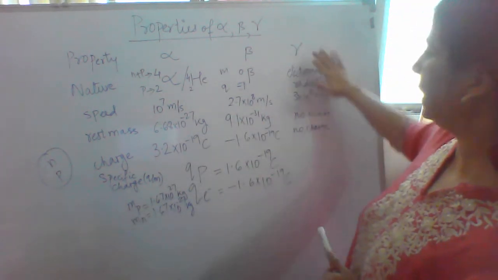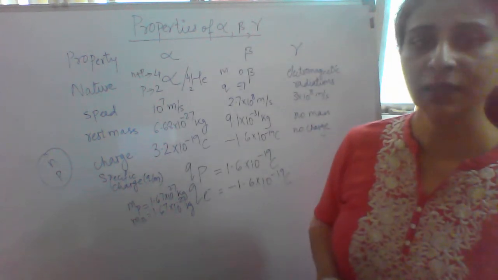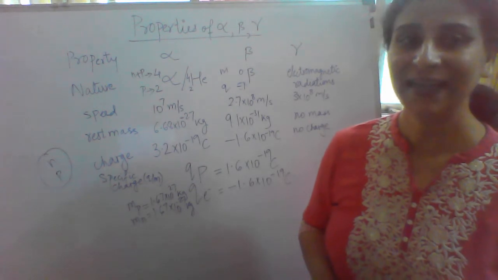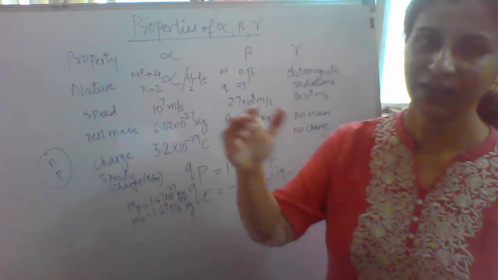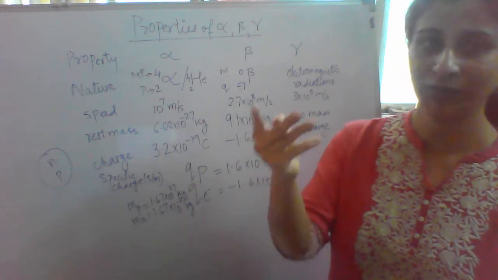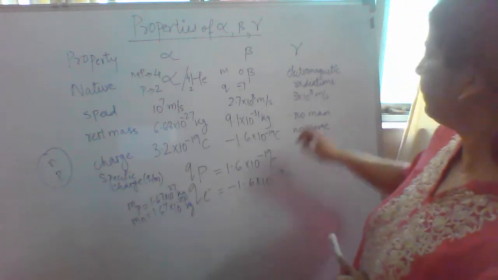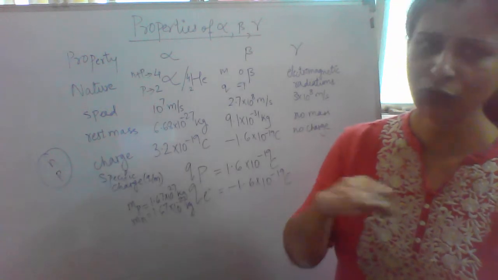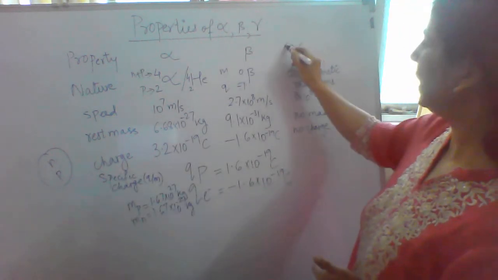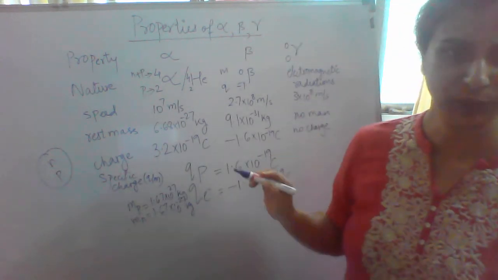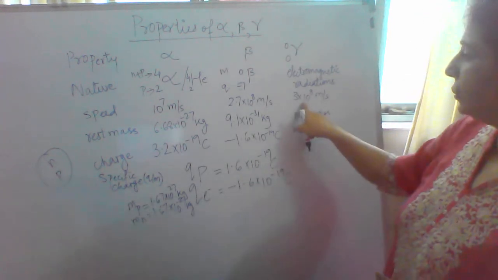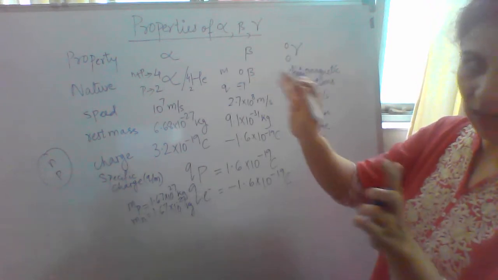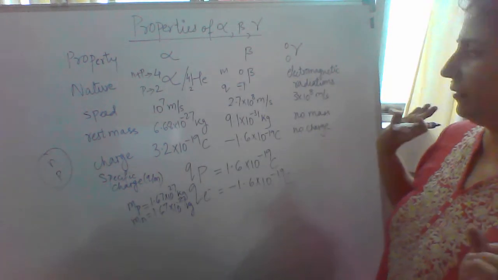Then we go for the last particle, gamma. Gamma is known as electromagnetic radiation. You must have seen in the light lesson that there are gamma rays, IR, UV, visible light. These are electromagnetic radiations. They are only energy. They have no charge and no mass, so we write 0, 0. Their speed is the speed of light, because they come with the sun's rays.